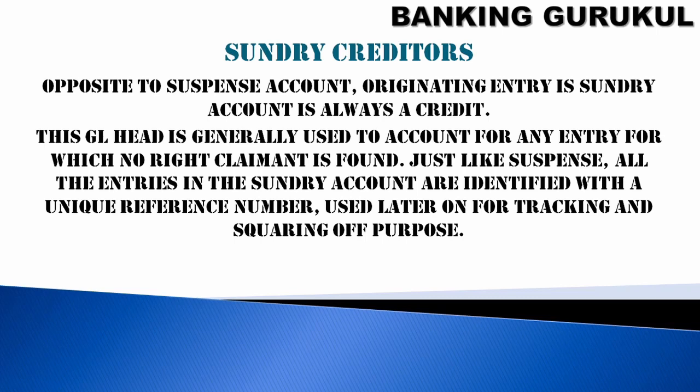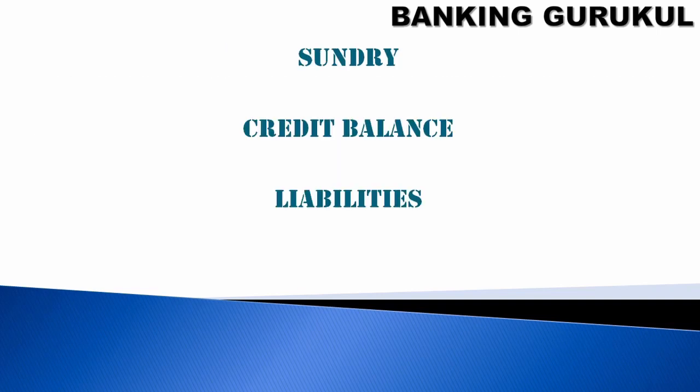Just like suspense, all the entries in these sundry accounts are identified with a unique reference number, employee name and employee ID, while debiting and while crediting, whether it is the suspense account or sundry creditors. We use the unique code so that while adjusting the original entry, we can use the transaction code and track it. When you want to reconcile, these codes will be useful. So sundry creditors is always a credit balance and will be on the liability side.